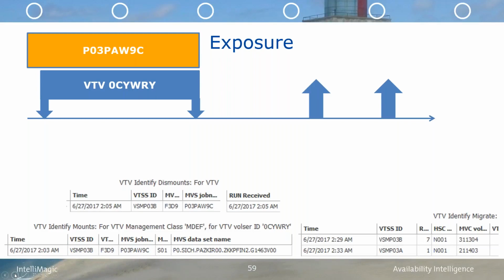And then if replication is used, exposure as reported by Vision would take that into account. So that's basically just a high-level view of how you can use IntelliMagic Vision, in this case with VSM tape, but we have analogous capabilities when it comes to other tape libraries such as the IBM TS7700.